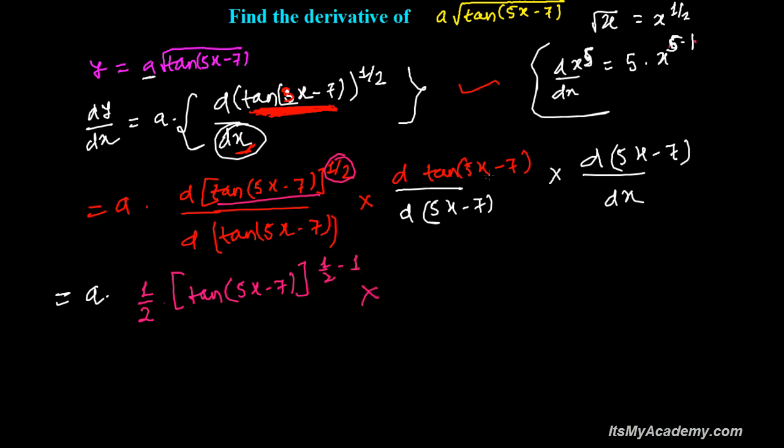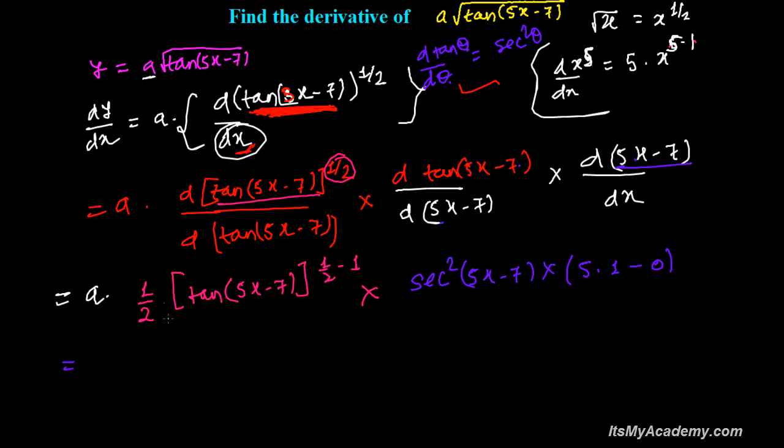Again times, now let's find out the derivative of this part: tan 5x minus 7 over d 5x minus 7. Derivative of tan theta with respect to theta equals sec square theta. The derivative of tan of an angle with respect to the angle is sec square of the angle. So derivative of tan 5x minus 7 with respect to 5x minus 7 will be sec square 5x minus 7. Again times, the derivative of 5x minus 7: since 5 is a constant coefficient, it comes outside, times derivative of x, that is 1, and minus derivative of 7, a constant, which is 0.